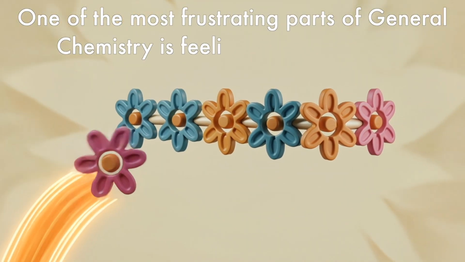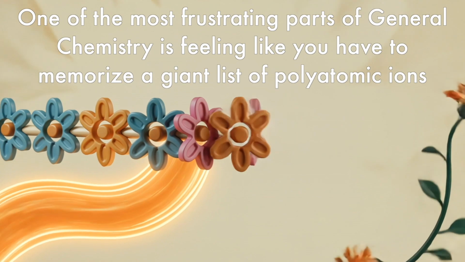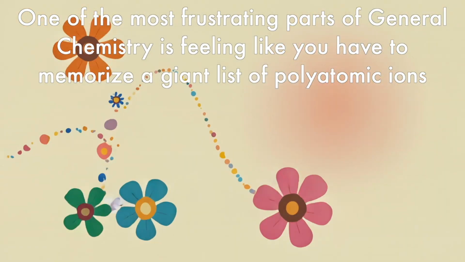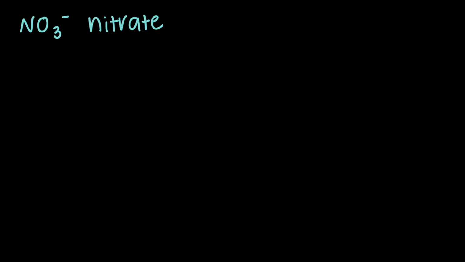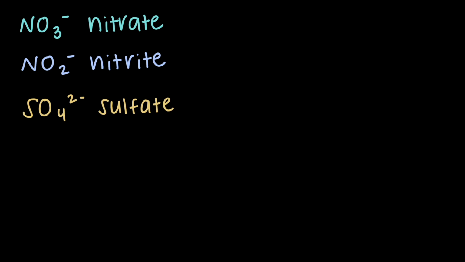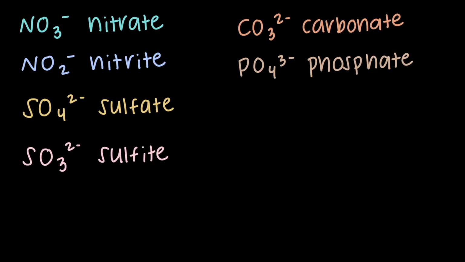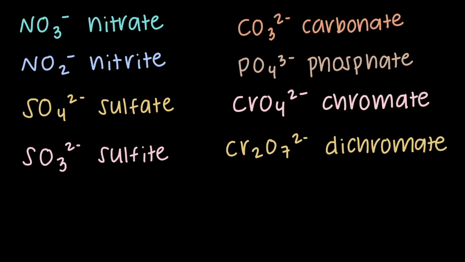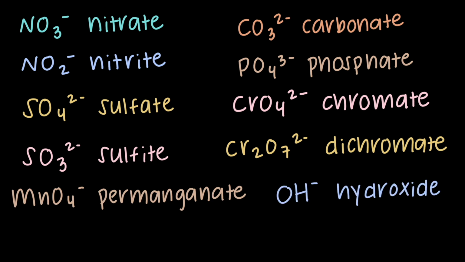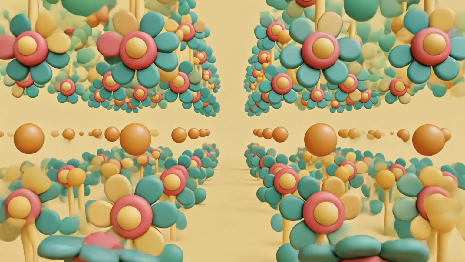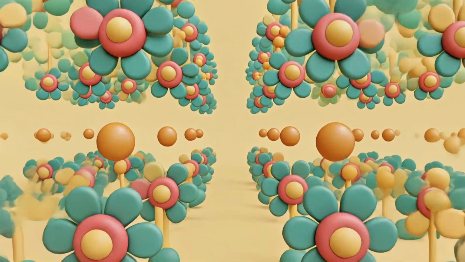One of the most frustrating parts of general chemistry is feeling like you have to memorize a giant list of polyatomic ions. Nitrate, nitrite, sulfate, sulfite, carbonate, phosphate, chromate, dichromate, permanganate, hydroxide, acetate. And for many students, it just feels like one long list of random names and formulas.